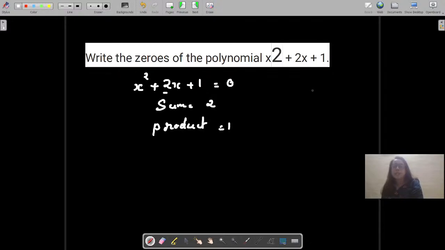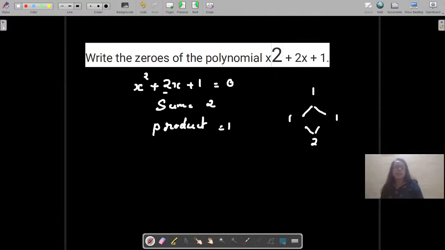So, we have to get two numbers such that the product is 1 and the sum is 2. When you are multiplying two numbers, we have to get 1, and when you are adding, you have to get 2. So, two zeros we have to select, that is alpha and beta. We have to find alpha and beta so that the product is 1 and the sum is 2. You know that 1 times 1 is 1 and 1 plus 1 is 2.